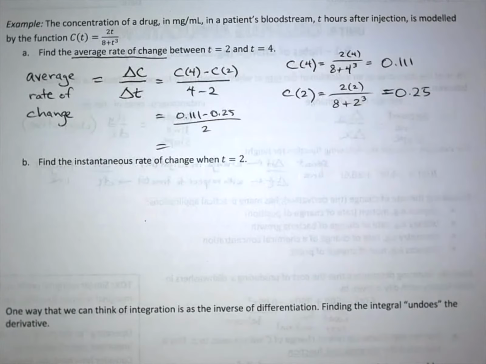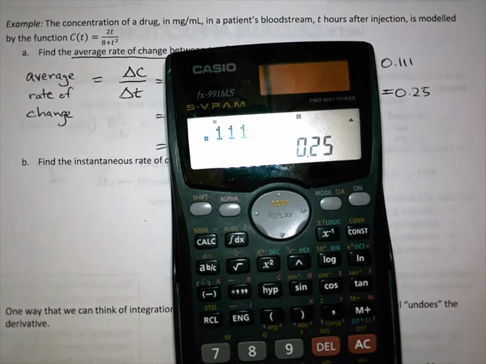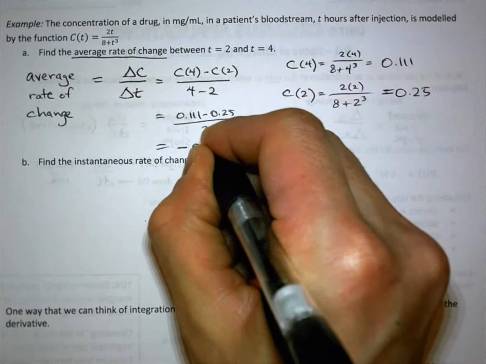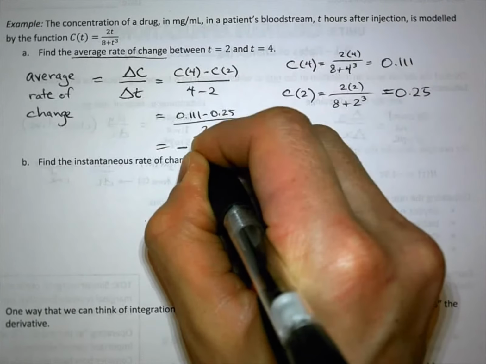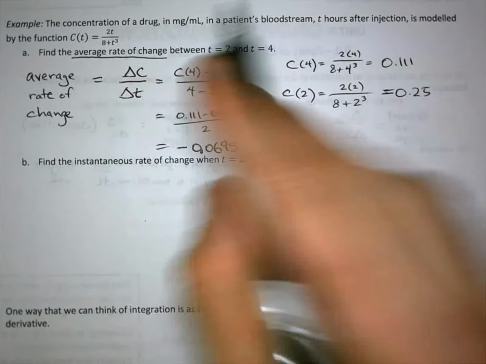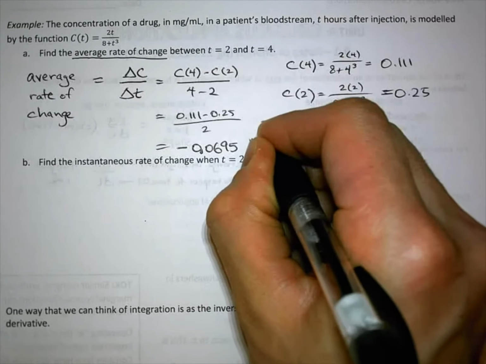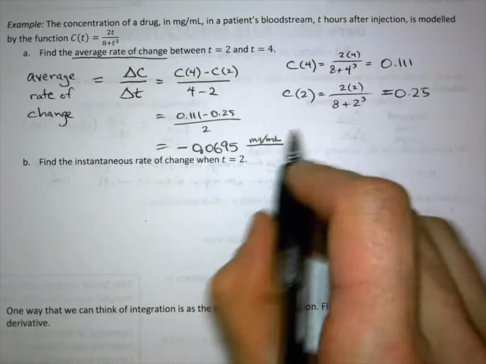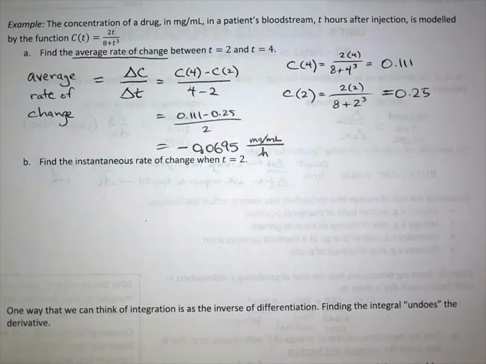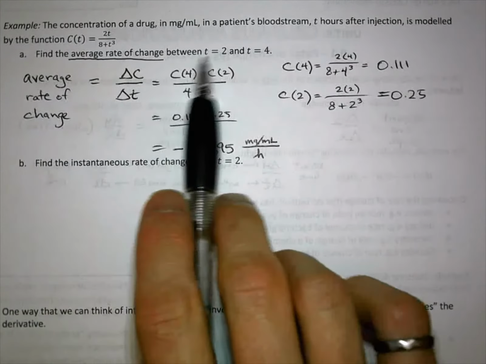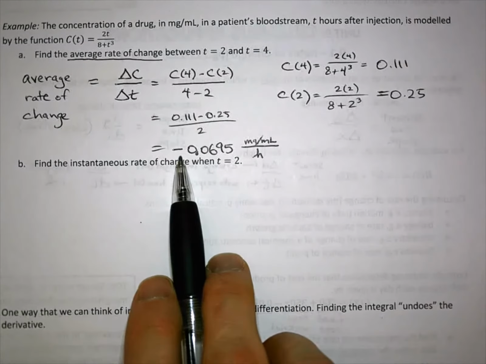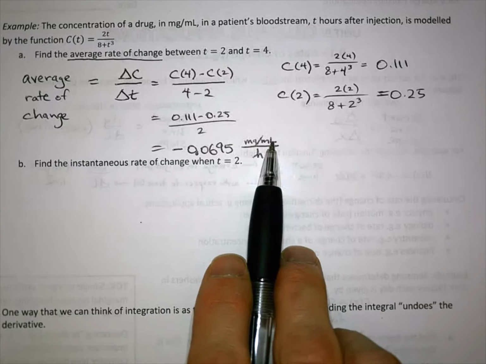And that's going to give me negative 0.0695. And that is in, okay, so the concentration was milligrams per milliliter, and then I'm going to have divided by time, and the time was hours. So we see that the average rate of change for this concentration in the blood is going down at a rate of negative 0.0695 milligrams per milliliter every hour.